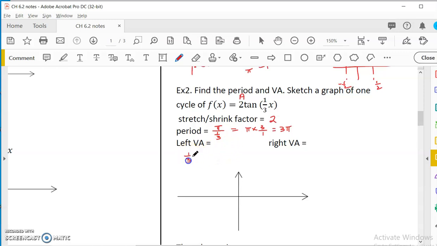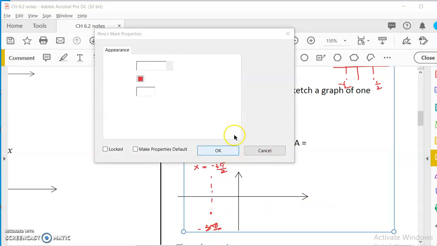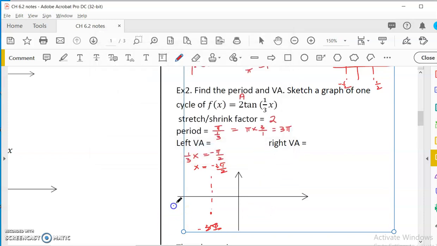Okay, what is the left VA? I will just do 1/3 x equal to negative pi over 2. So this is just the old one. And what is the new one? It's times 3, right? Negative 3 pi over 2. So negative 3 pi over 2. That makes sense.